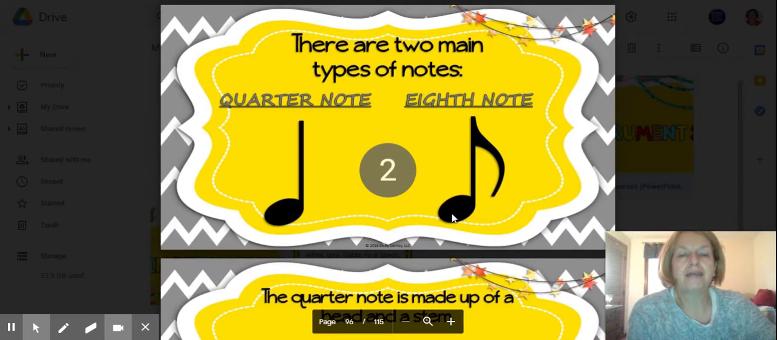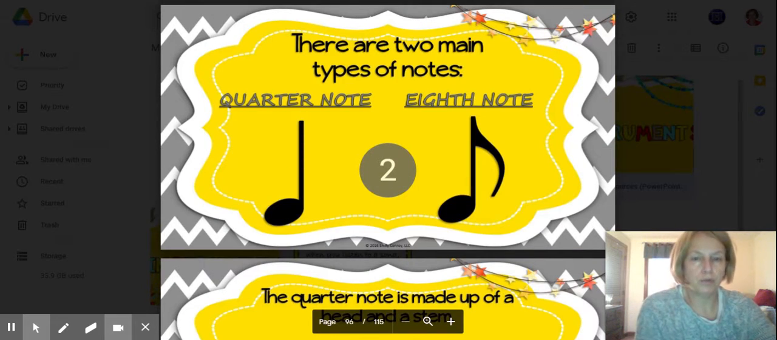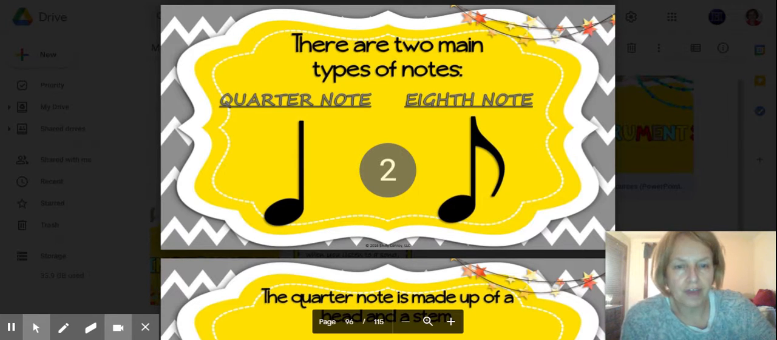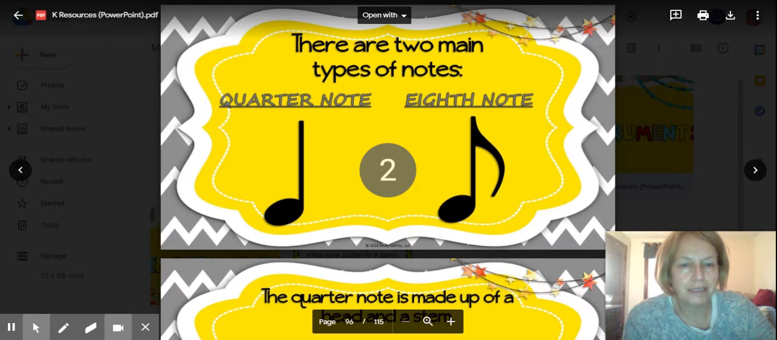There are two main types of notes. We have our quarter note, which is ta, and we have our eighth note, which is ti. The eighth note is shorter than ta. Remember, the more we decorate the note, the shorter it is and the faster it is. So ta, ti, much shorter.